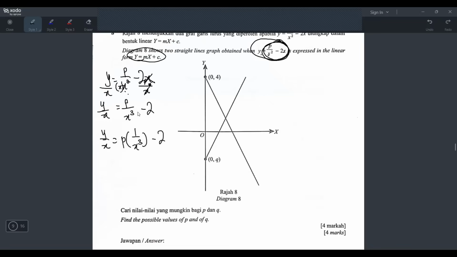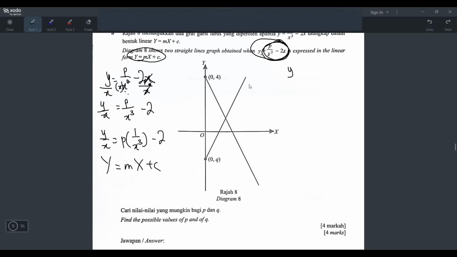Okay, you understand, right? Because the x power 3 is at the bottom, so you have to put it outside like this, and then it becomes p bracket 1 over x power 3. The reason why I write like this is because I want it to be linear form, y equals mx plus c. Okay, of course, this is the first way, but you can also do it another way.